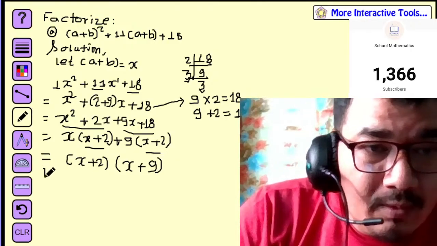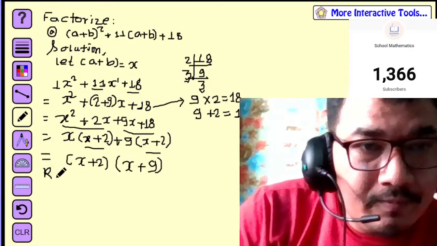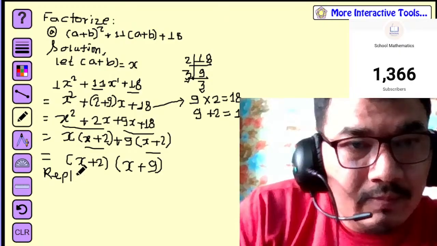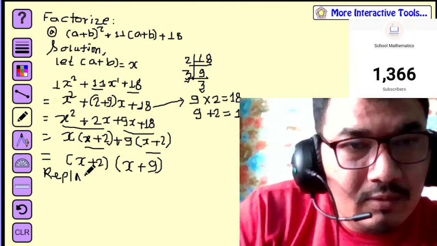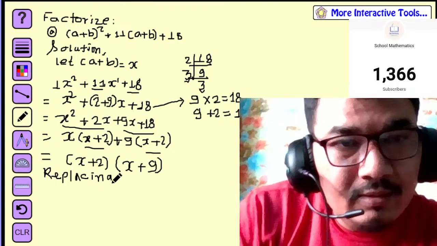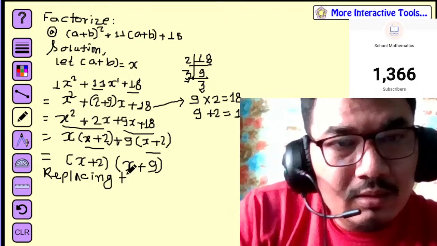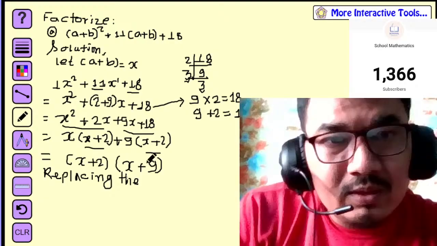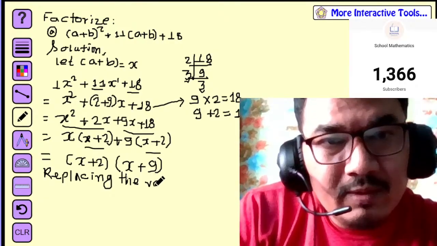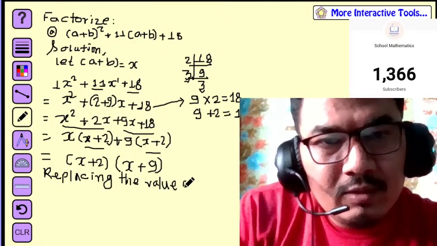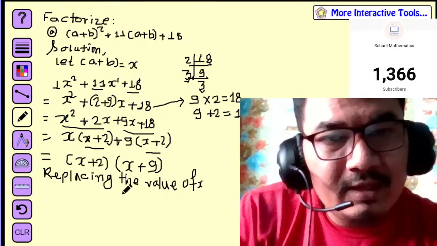Now whatever we had supposed, we have to replace them. Right here, replacing the value of x. We have to replace the value of x. We are replacing the value of x.